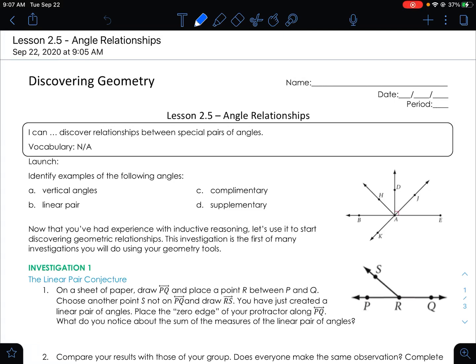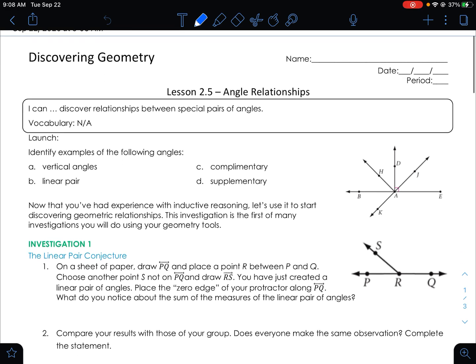So what we're going to look at today is some relationships between special pairs of angles. So I want you to go ahead and pause the video and complete the warm-up and see if you can identify each of these types of angles in the picture that is over to the right. So go ahead and pause the video.